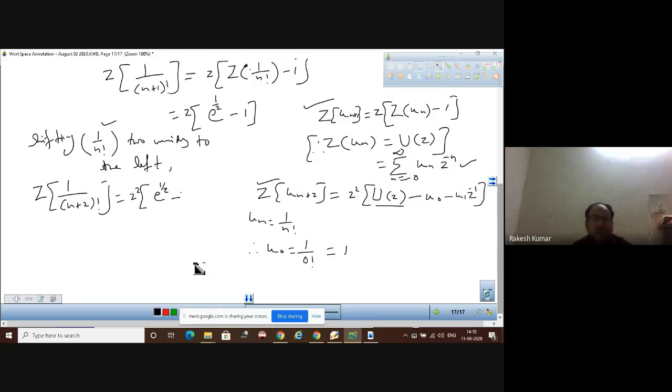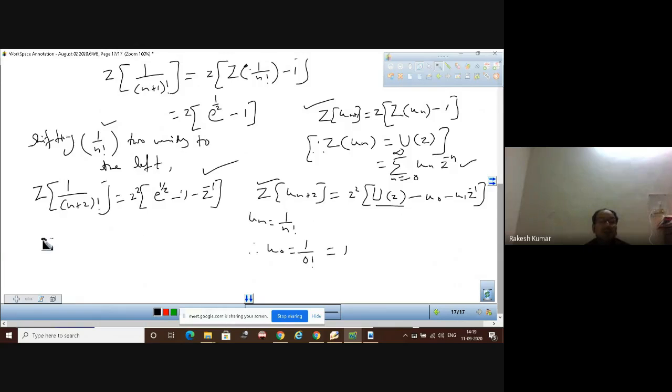And the value is 1 minus, using the formula, U1. U1 will come out to be 1 again. So that will be 1 into Z inverse. So this is the second standard formula which we have to get.